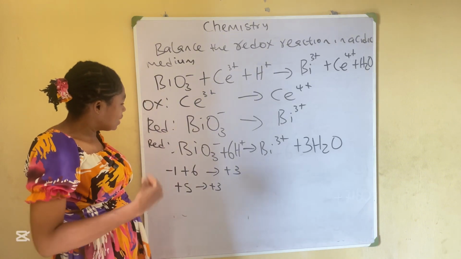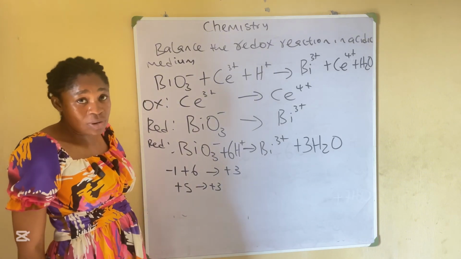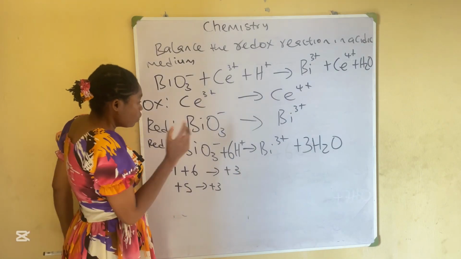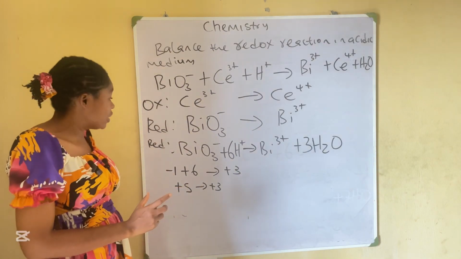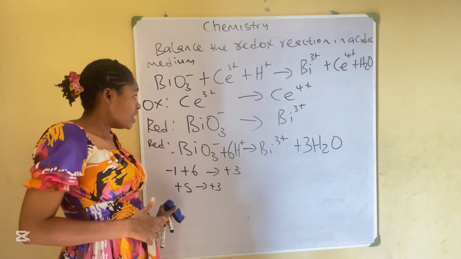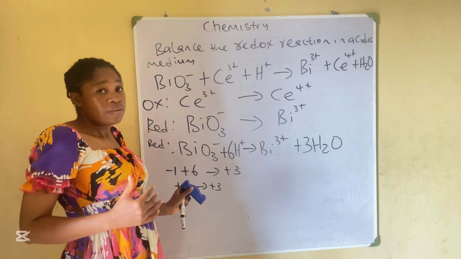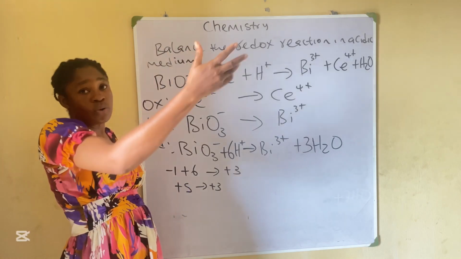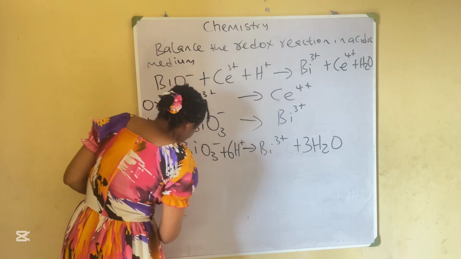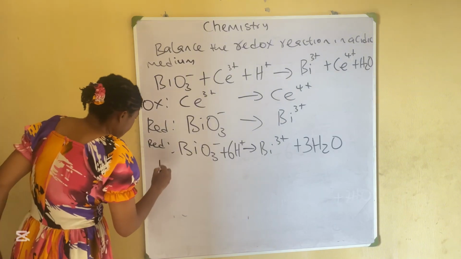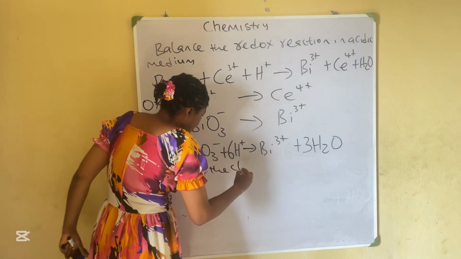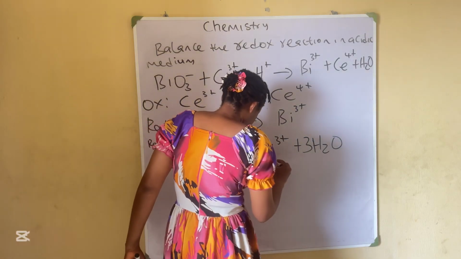So we're going to balance the charge by adding electron. How many electrons will I add on the reactant side? Remember, I told you that if you want to add electron for reduction, add it on the reactant side. If you want to add the electron for oxidation, add it on the product side. So I'm going to balance the charge by adding electron.